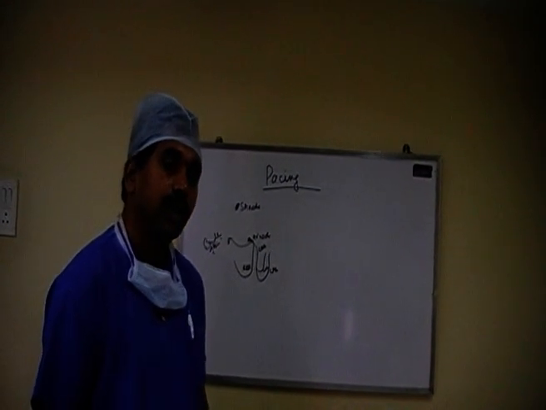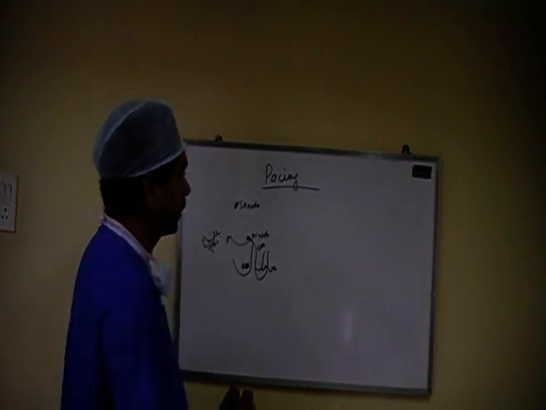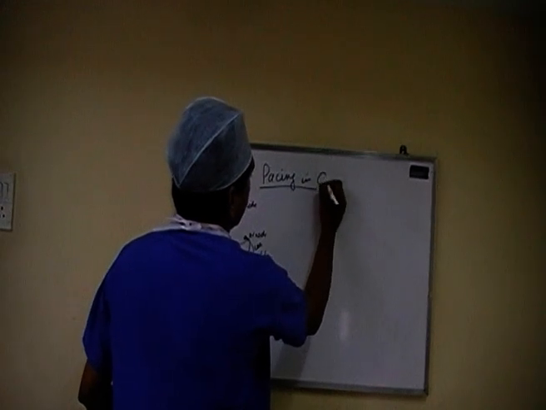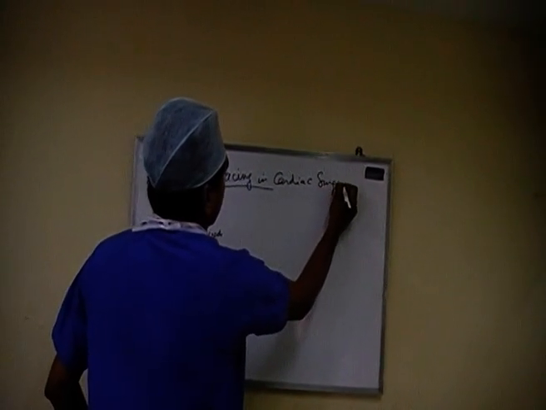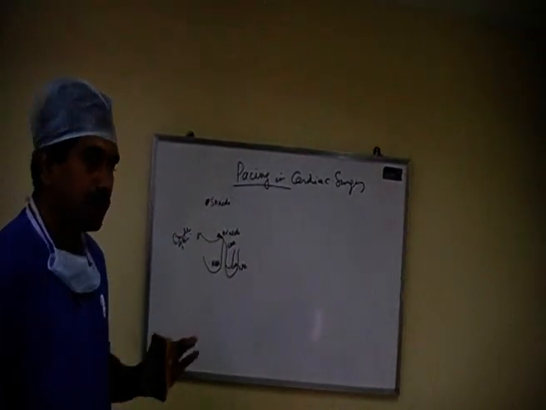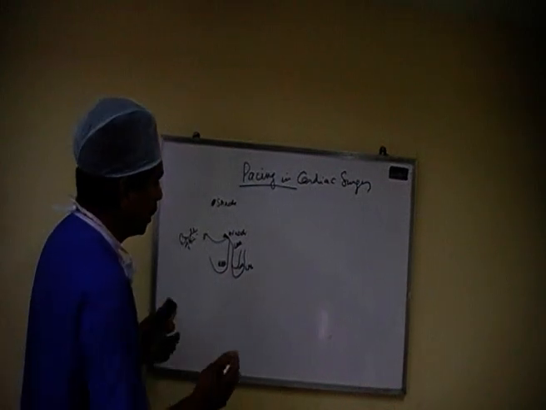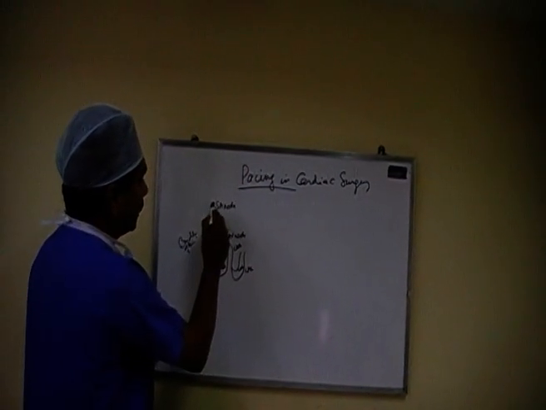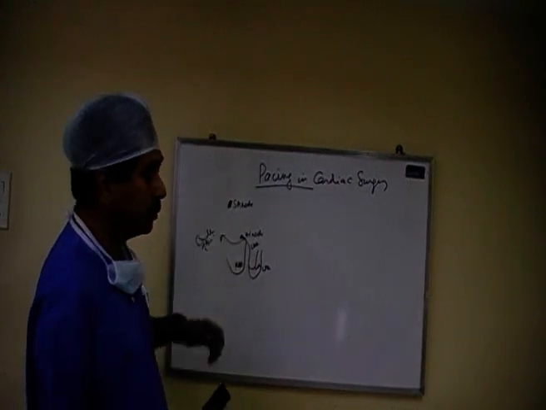The next topic I am going to talk about is pacing in cardiac surgery. So before we go into the details of pacing, just a brief word about what the electrical system in the heart is about. We all know this is quite basic, that the impulse generator is the SA node.